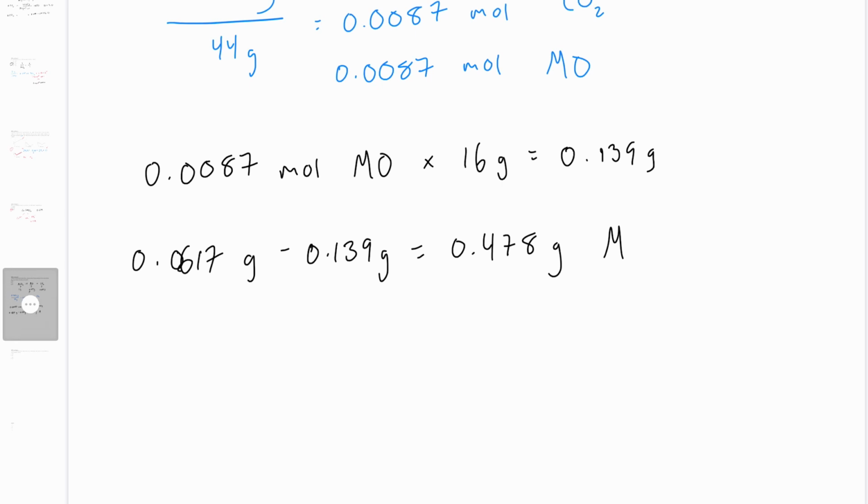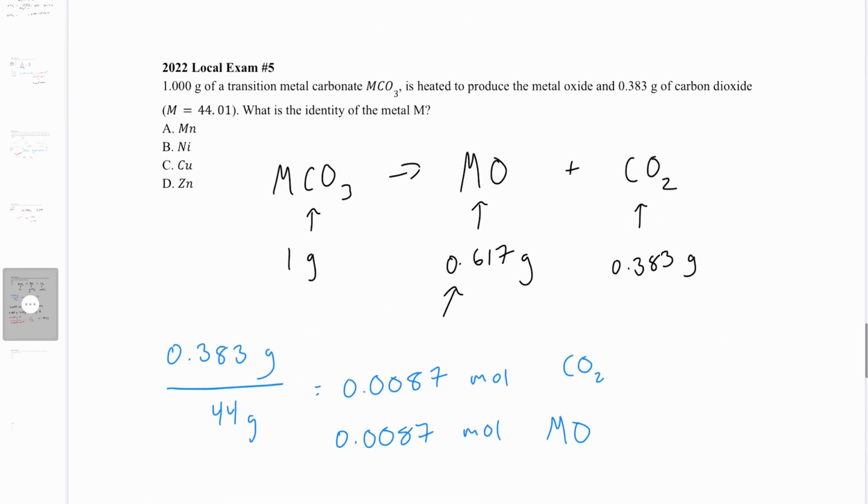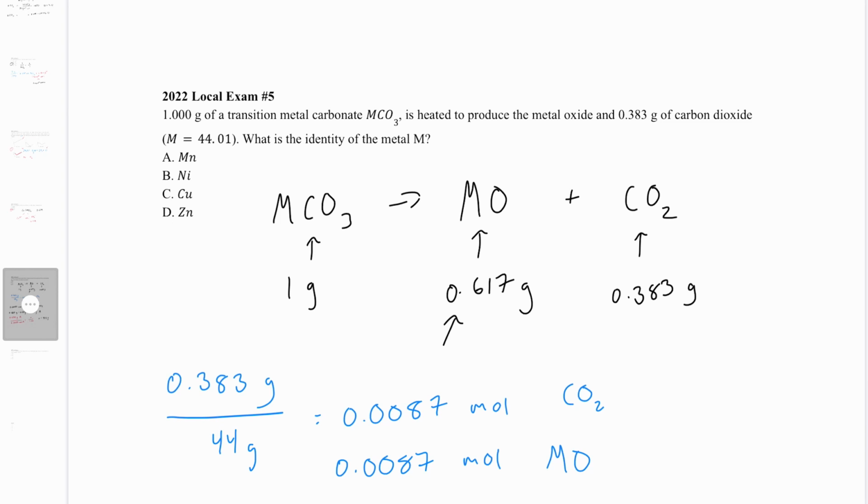All right, we're finally ready for our last step. In our last step, we take the mass of the M that we found, and we find the molar mass. So we know that 0.478 grams of our M represents 0.0087 moles of M. If we want molar mass, we can just set up a proportion and set the bottom equal to 1 mole and solve for X. And once you do, X comes out to 54.9 grams. And out of our answer choices, the only answer choice that has a molar mass of 54.9 grams is going to be manganese. Okay, so the answer for question 5 is A, manganese.